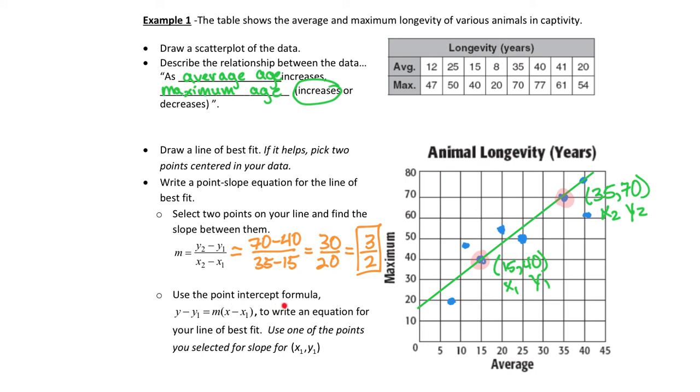And finally, I'm going to use the point-slope formula. Since it says to use y1, x1, I'm going to use this point here as my y1, x1. Putting it all together, using the formula, I get y minus y1, which is the 40, equals the slope that I found earlier, 3/2, times x minus x1, which is 15. And that's my equation for that line.